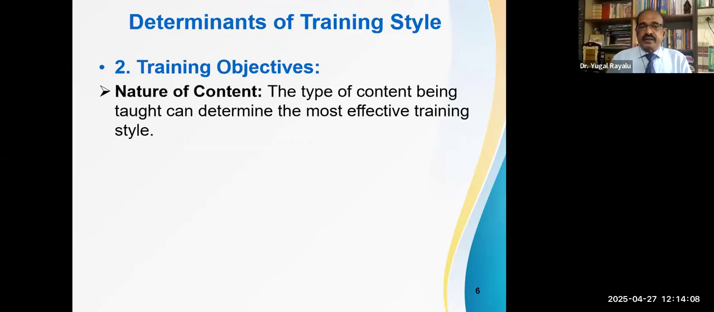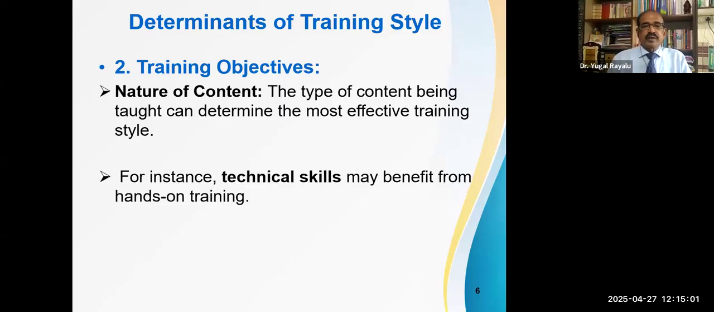Training objectives, nature of content: the type of content being taught can determine the most effective training style. So what is the nature of the content? What do we intend to transfer from us to them? As we have discussed many times, there is a lecture, a training, or a facilitation, the 3 differences. Whether you go by a lecture method, a training method or a facilitation method, facilitation is a little higher than training when it comes to interaction. It's more of a 2-way communication, sharing, not just flowing from one point to another. So the nature of content is very important.